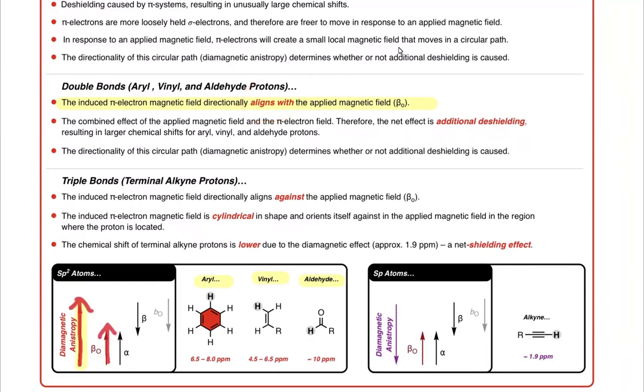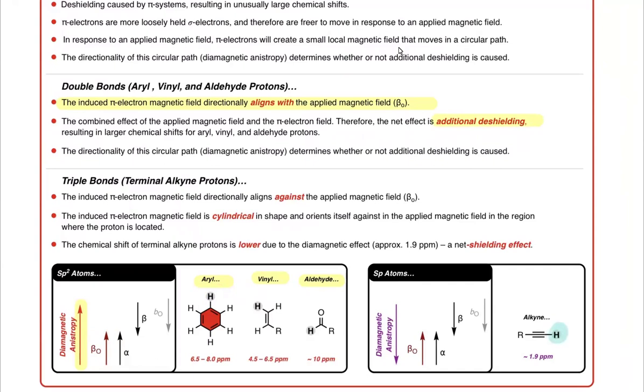And remember, if we're adding to that applied magnetic field given by big B0, that causes an additional de-shielding effect. Because of that, we see protons on sp2 atoms, double bonds of a benzene ring or an alkene or, say, an aldehyde, being really, really far downfield. That induced pi field causes an additional de-shielding effect. However, the opposite is true if we're on a triple bond.